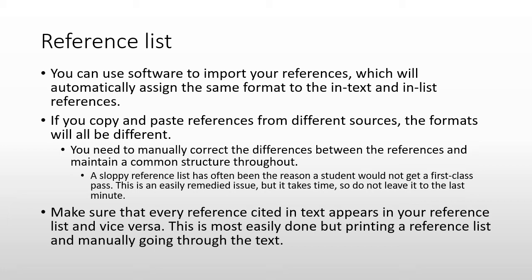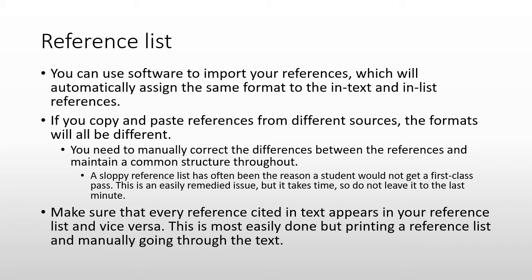If you copy and paste references from different sources, so say for example you've referenced 5 papers and you've copied and pasted each reference from a different paper, then all of the formats will be different in your reference list, which is unacceptable. You must make sure that you manually correct the differences between each reference so that you maintain a common structure throughout. So if you have your volume number emboldened in one section, it must be emboldened in all of them. And please make sure that you use one style and keep it the same throughout your reference list.